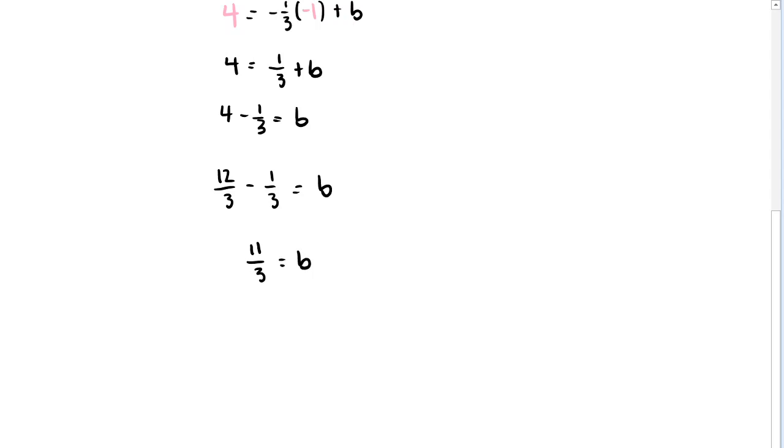So this tells us the equation for this linear function. We determined the slope was -1/3. We determined the initial value, the b value, is 11/3, and so here we have the equation of the linear function.